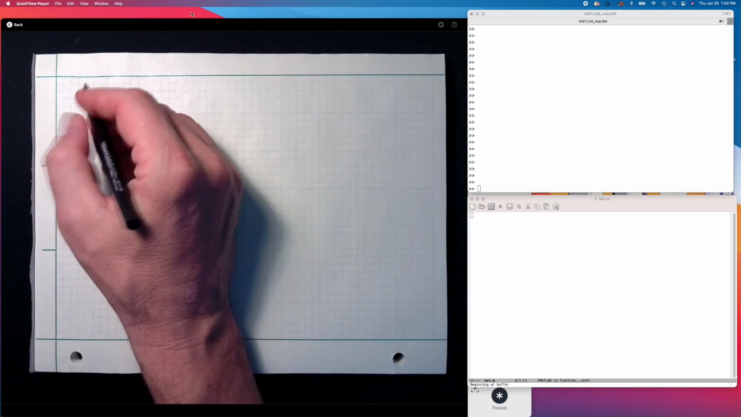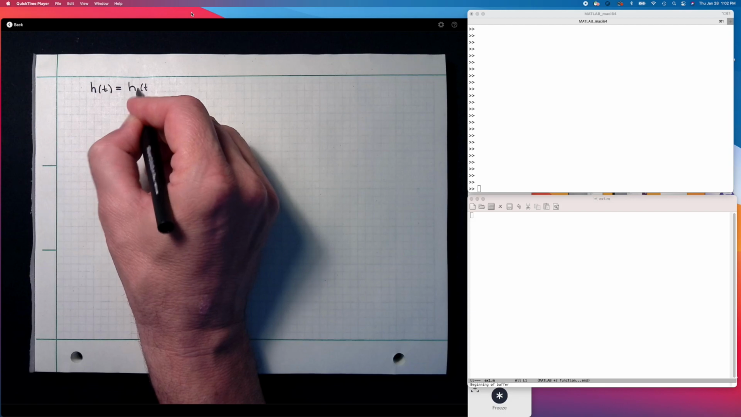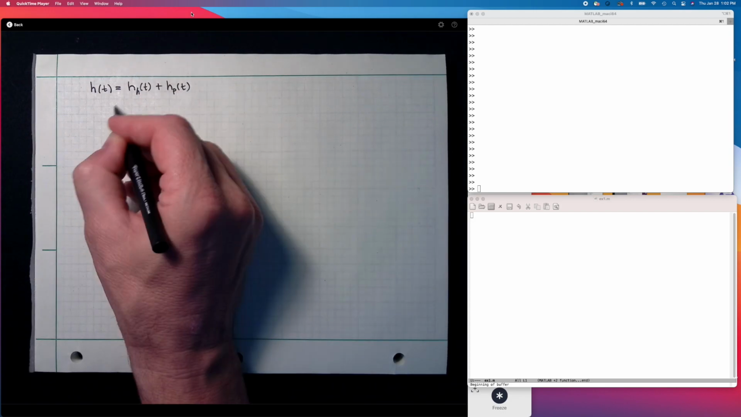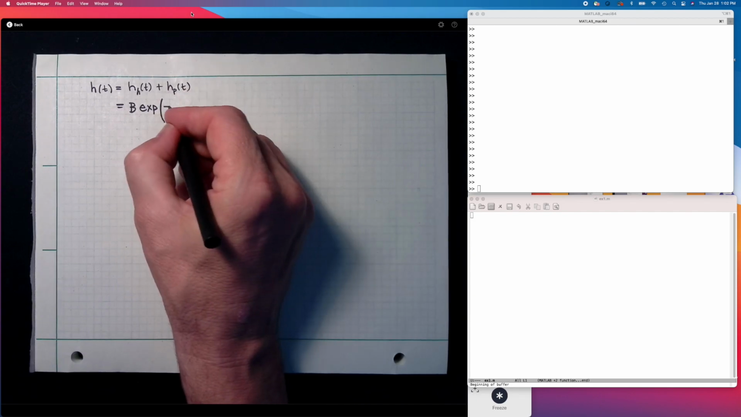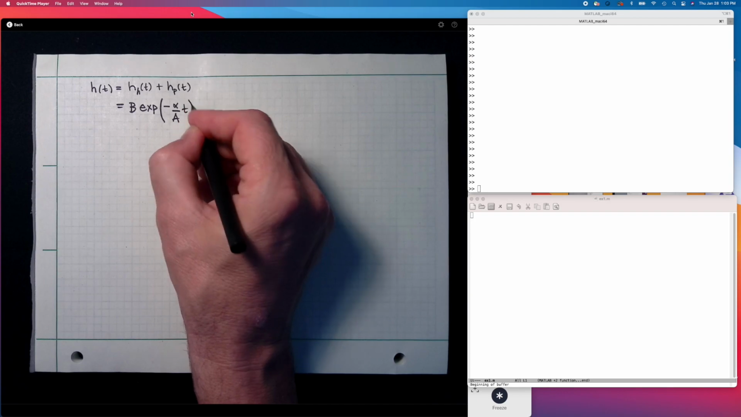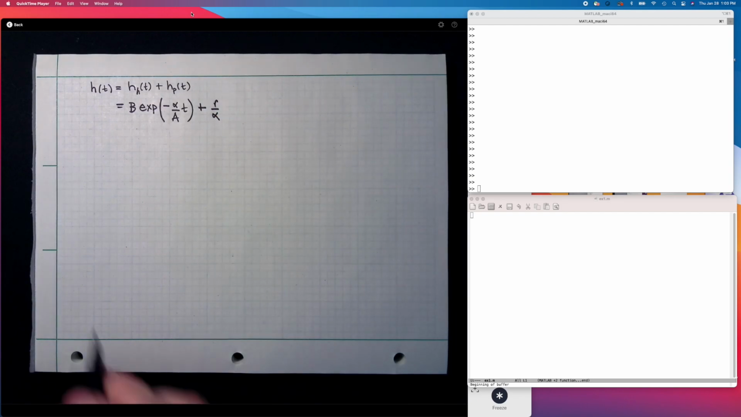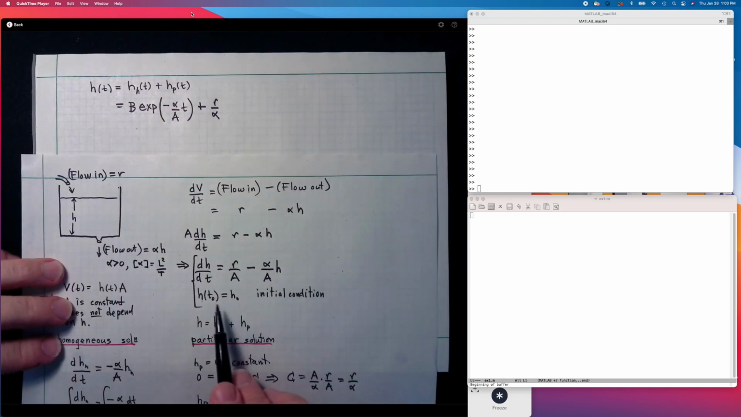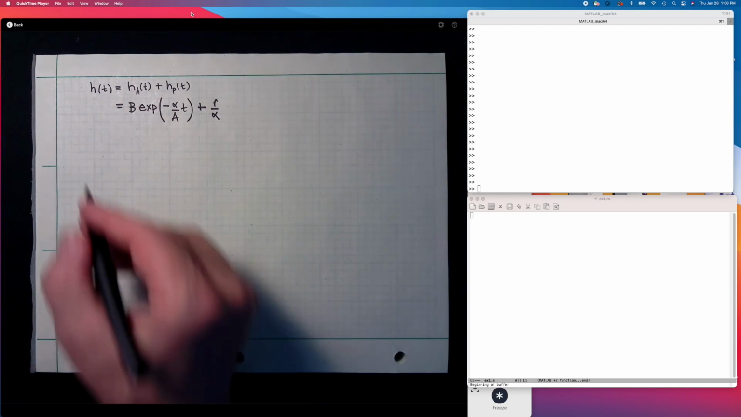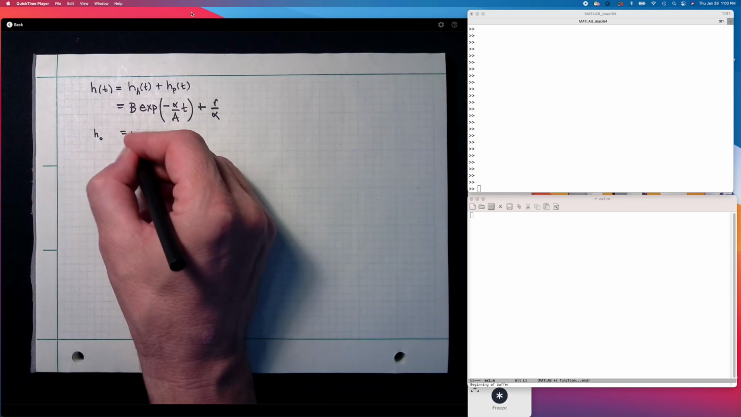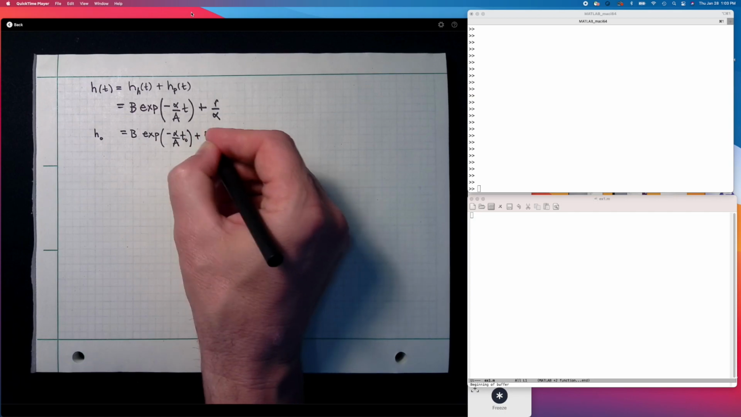So our solution is h of t is equal to h_homogeneous of t plus h_particular of t, which is b exponential of minus alpha over a times t plus r over alpha. And now to solve for b, we use the initial condition, so we substitute t equals t naught and we set it equal to h naught, and then we solve for b. So let's do that. h naught is equal to b exponential of minus alpha over a t naught plus r over alpha.